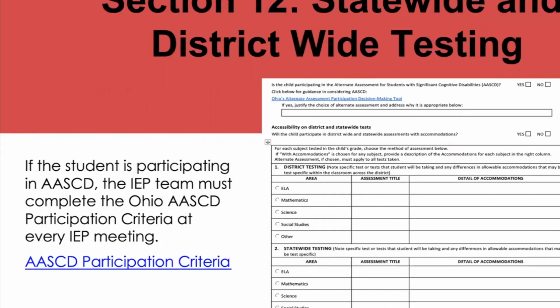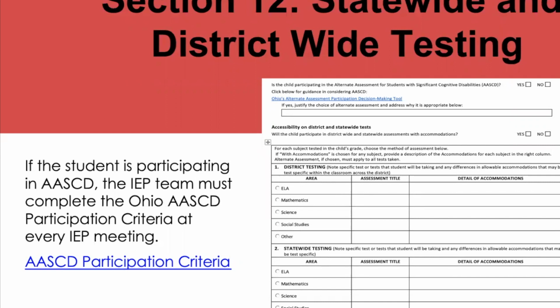When we talk about statewide and district testing, when we move into this area here, if the IEP team answers yes to the child is participating in the alternate assessment, it is required that you complete the assessment participation decision-making tool. And you have to do that annually. You can't make the determination once that they're going to be alternately assessed and it's always the case. You must reevaluate this annually.